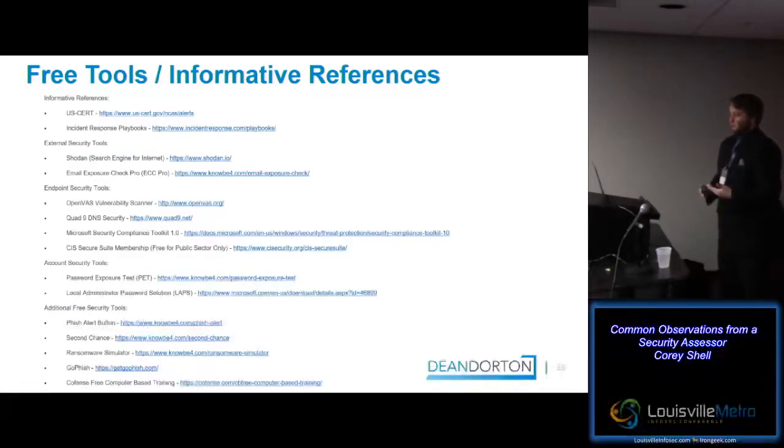Another free tool you can check out is Email Exposure Check Pro. This is a free tool from KnowBe4. This will check to see which users in your organization have their work emails that have been exposed in various data breaches. I mentioned Tenable Nessus as a vulnerability scanner on the previous slide. If you don't have the budget for a commercial vulnerability scanner, check out OpenVAS. It's an open source vulnerability scanner.